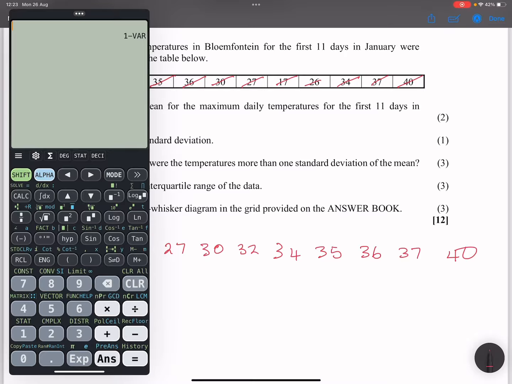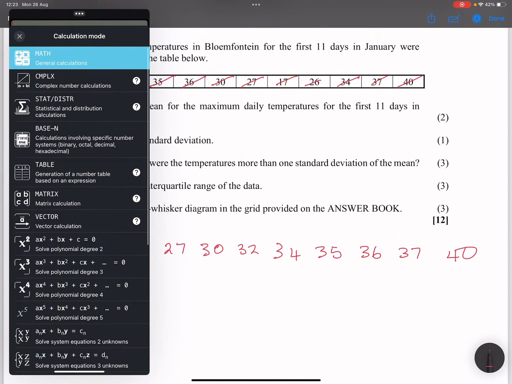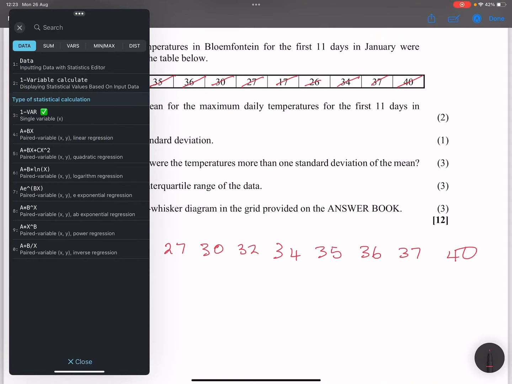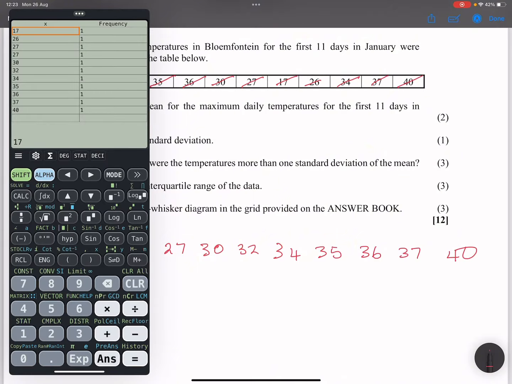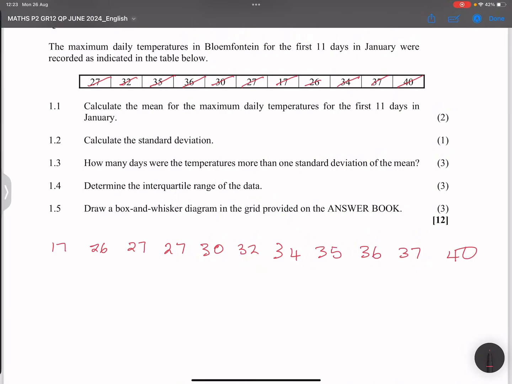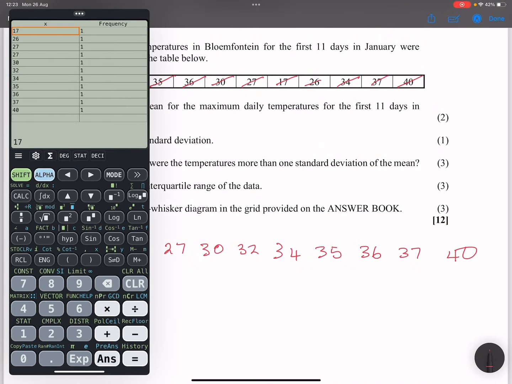Let me try and clear that so that you can see how it works. So you go to mode, then you go to stat. And remember, I'm choosing the single variable data. I've already put in the data for ease, but in your case, you're going to do that. Please remember, you press the number, and to enter the number, you press equals. You're going to put in all of these numbers, 17, 26, 27, and so on. And once you've done that, please remember to press clear, or the AC button, all clear.